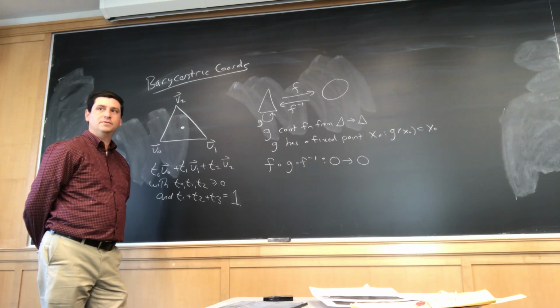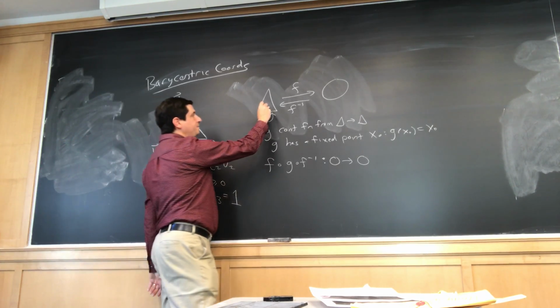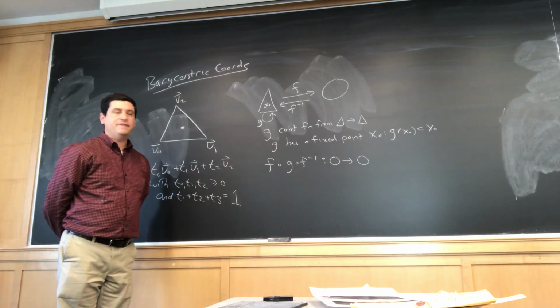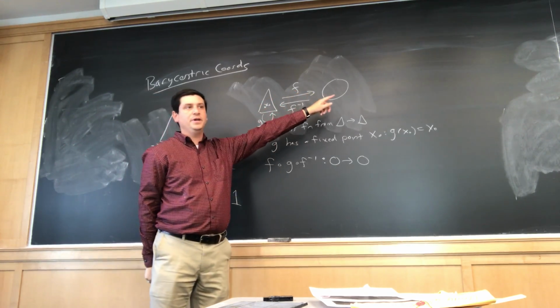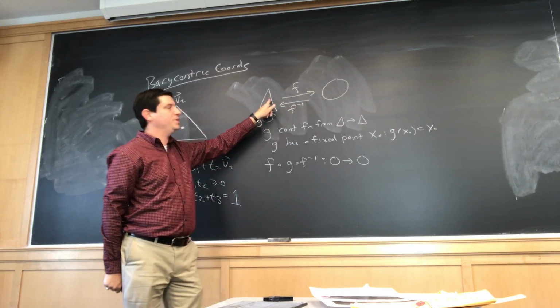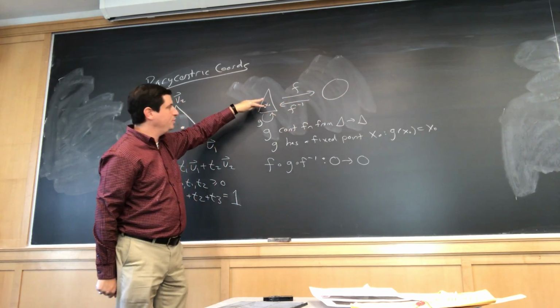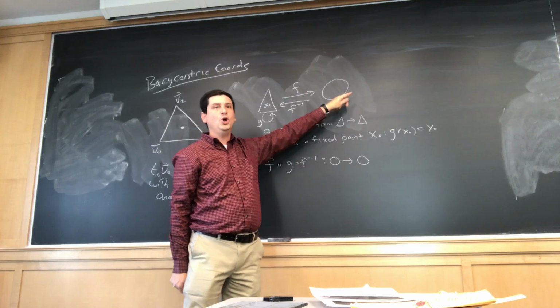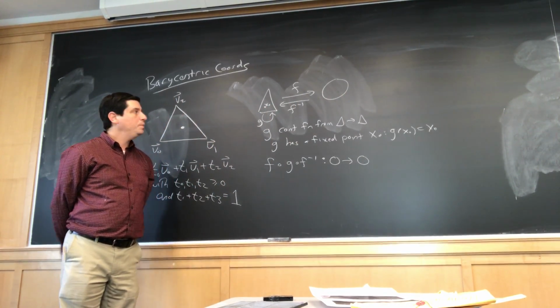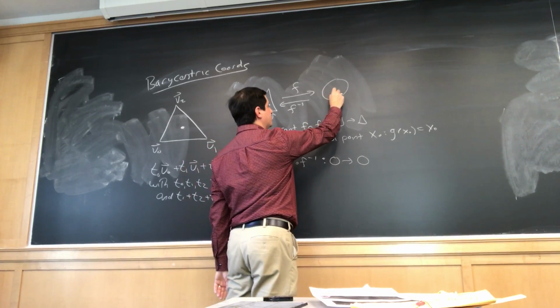Okay? And so if there's a fixed point here, x naught, if f is a one-to-one and onto map, given any point in the disk, there's a unique point that's sent to it, and two different points in the triangle can't go to the same point. We can find a point that goes to x naught. What point do you think in the disk goes to x naught?